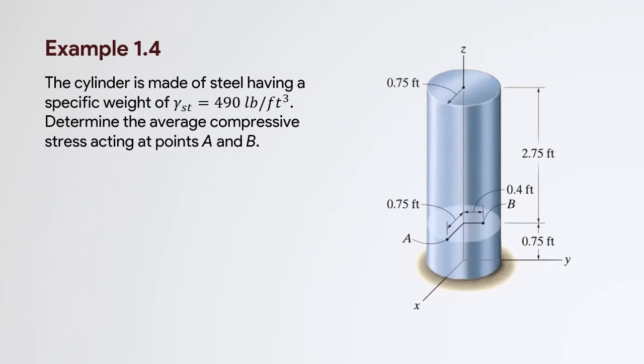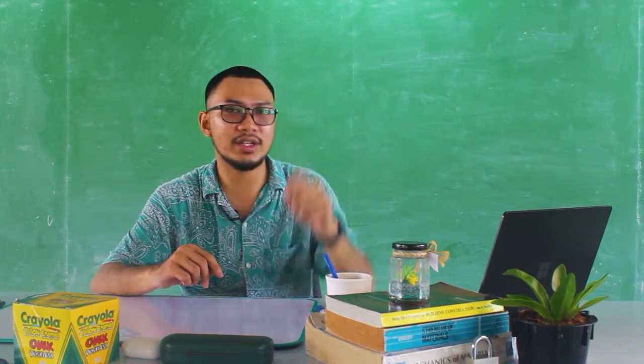We have this cylinder which is made of steel, having a specific weight of 490 pounds per cubic feet. Now we have to determine the average compressive stress acting at points A and B. So we have these elements A and B at the bottom of this cylinder. And what we are going to do is to determine the average compressive stress acting on those elements. Okay? So what are we going to do with that?